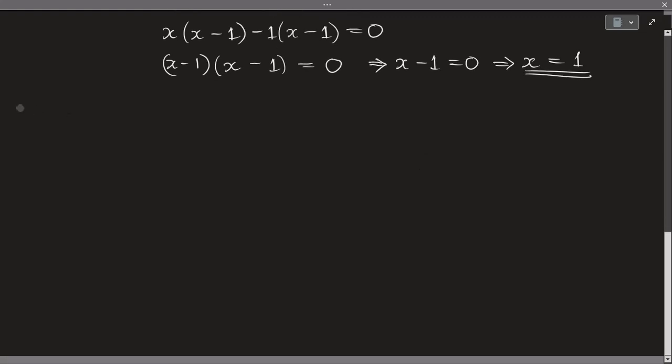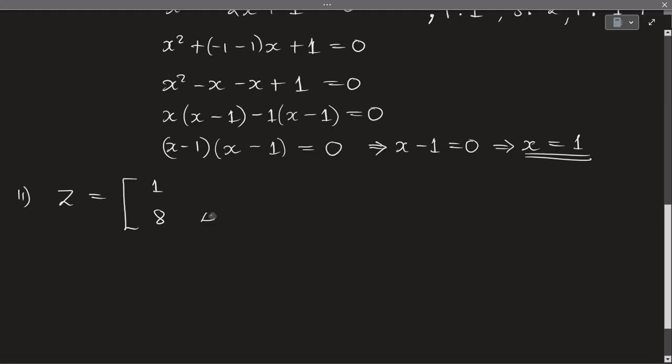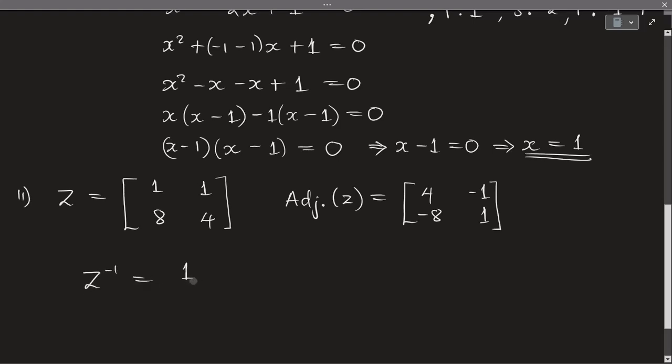Next, let's see how we can find the inverse. Finding the inverse again here is not something difficult. We have our matrix Z. The next step is we need to find the adjoint of matrix Z. That is going to be 4, 1, -1, -8. Meaning the inverse of Z is going to be 1 over the determinant of Z, which we have, multiplied by the adjoint of Z.